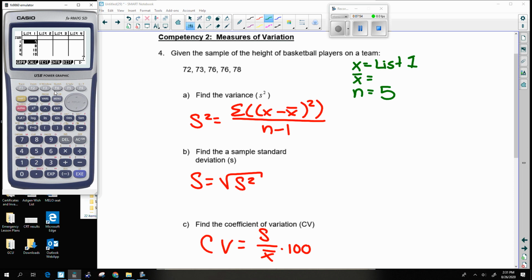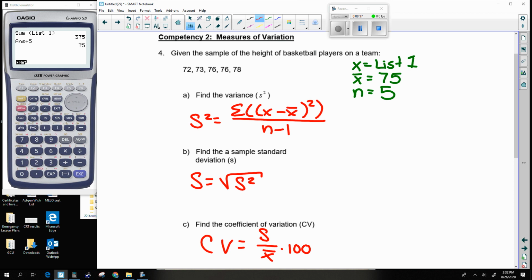So to the calculator, I have the numbers 72, 73, 76, 76, 78. So I need to find the average. So I go to the main calculator and I add them up, and divide by the number of numbers. And so the average is straight up 75 in this case. Okay, that's the average.